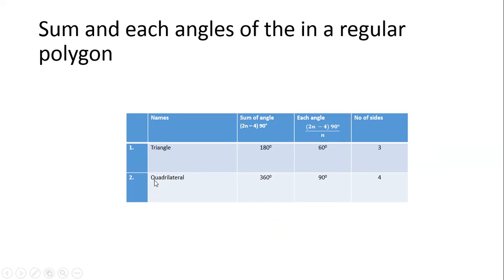The next shape is the quadrilateral, which has 4 sides. So 2 times 4 is going to give us 8. 8 minus 4 is 4. 4 times 90 is 360 degrees. Each angle now will be 360 degrees divided by 4, and that will be 90 degrees. And you have different quadrilaterals that have angle 90 degrees each. You have your square, you have your rectangle.